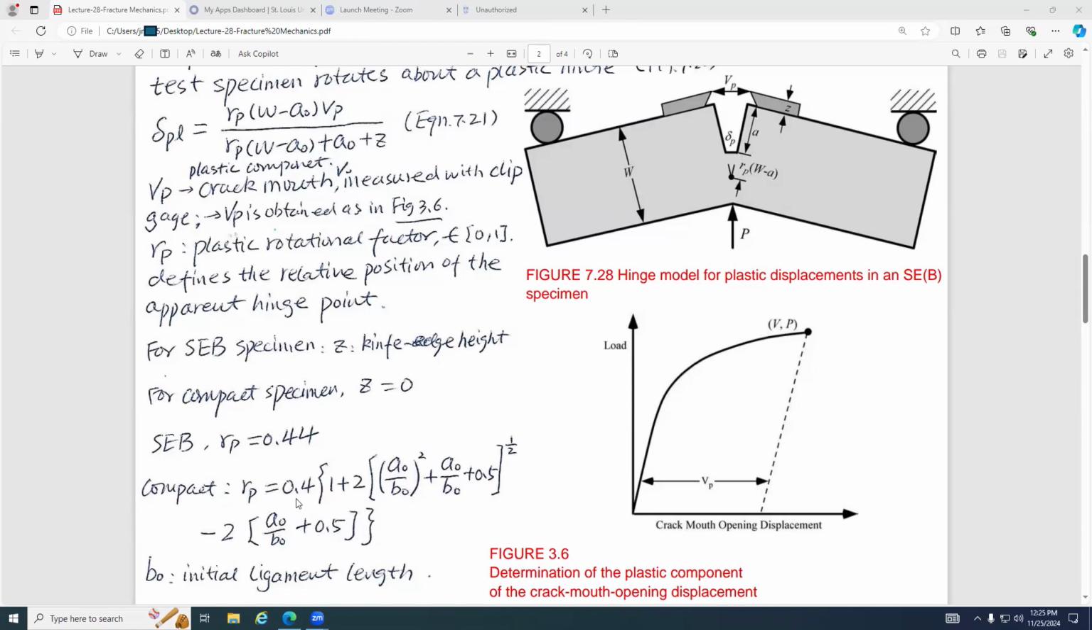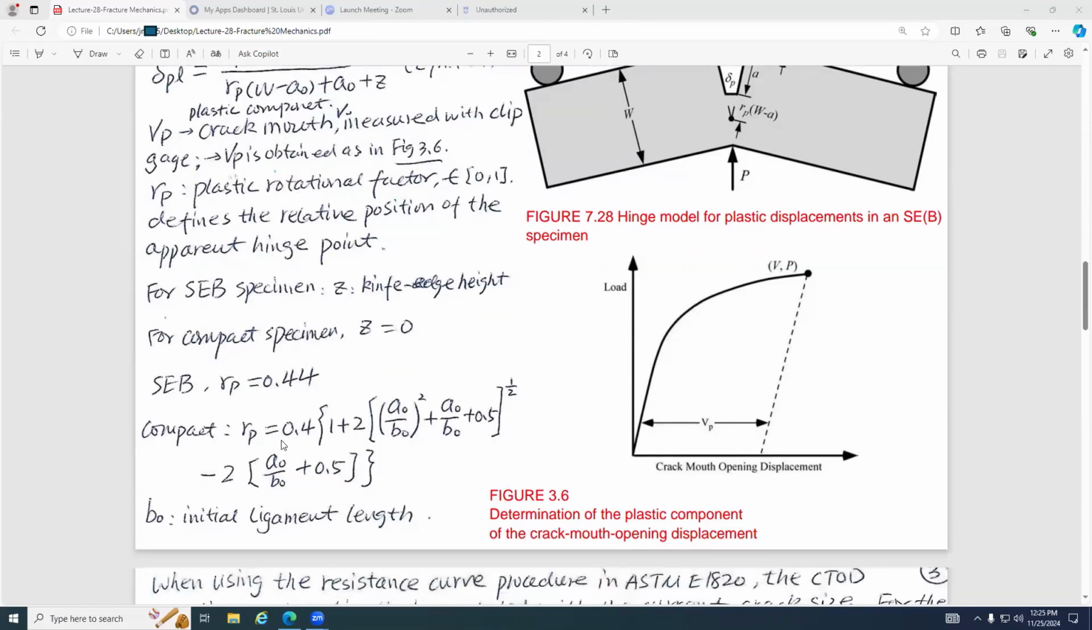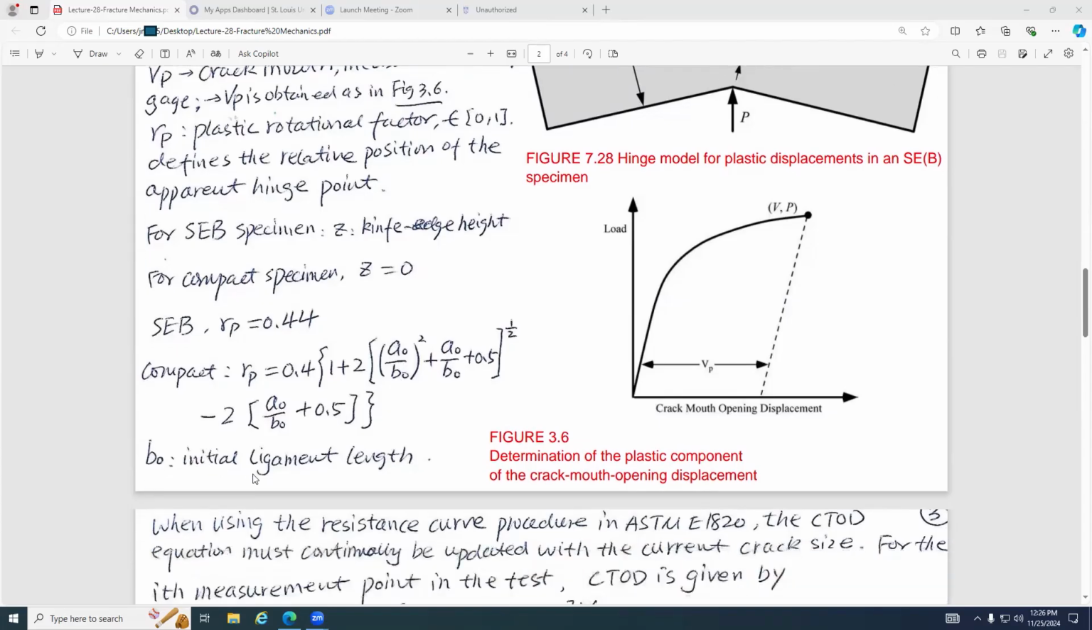Whenever you want to do experiments, you have to follow some protocol. These protocols are standardized, and everybody needs to follow them. Then you can compare your results with other people's results. Here RP is a polynomial in terms of the ratio of the initial crack length to the initial ligament length, where B0 is the initial ligament length.